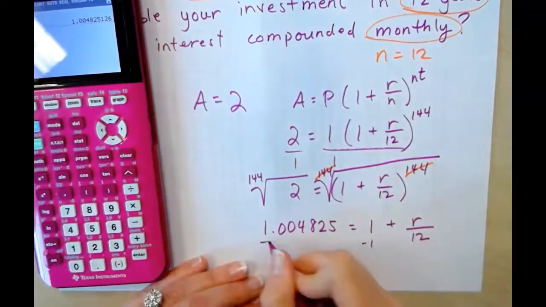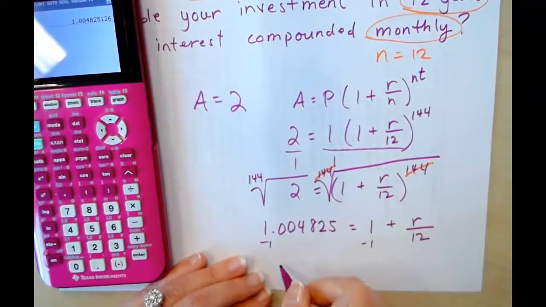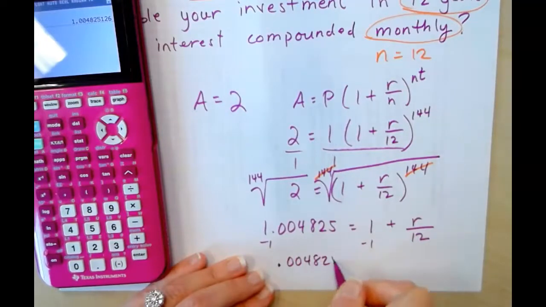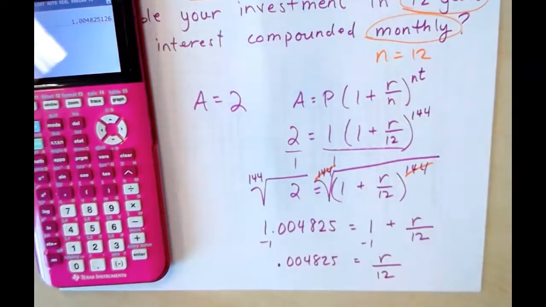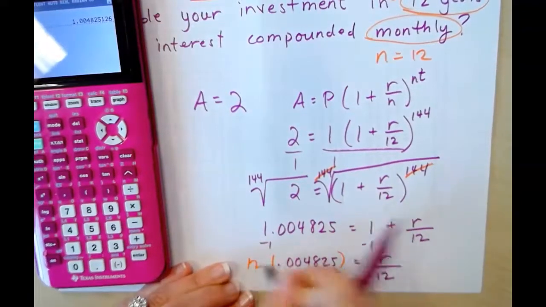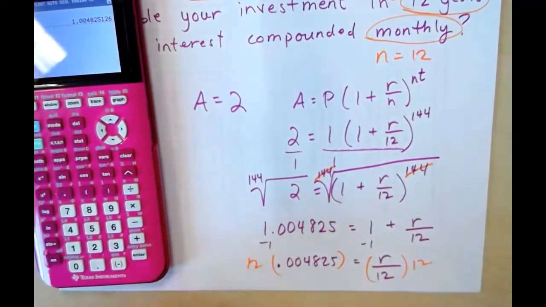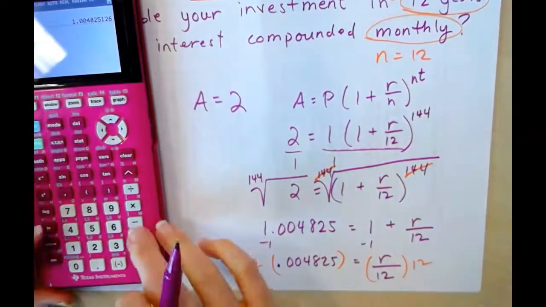Yep, take the 1 from both sides. So that just cancels the 1. So now we've got 0.004825 equals R over 12. What's the next step? Multiply by 12. Times 12, times 12. That's going to give us our rate.